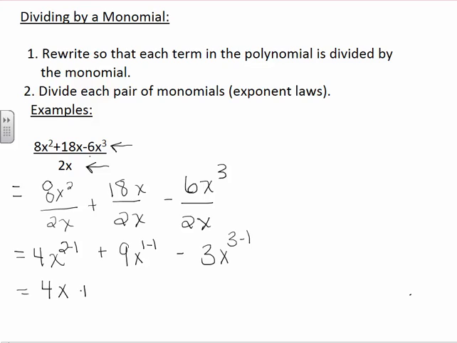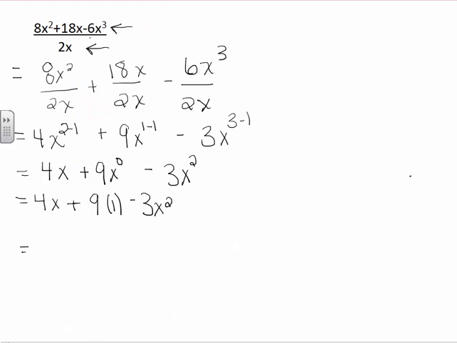4x plus 9, x to the 0, minus 3x squared, which leaves us with 4x plus 9 times 1, because x to the 0 is always 1, minus 3x squared. And our final line would be 4x plus 9 minus 3x squared.